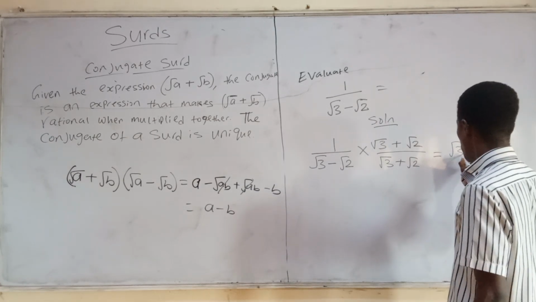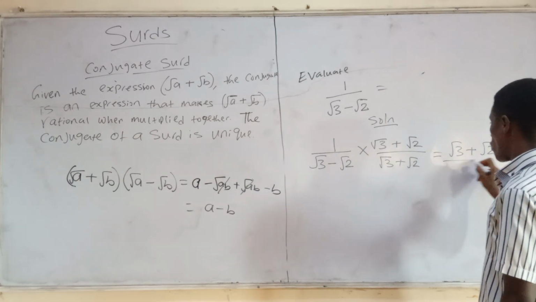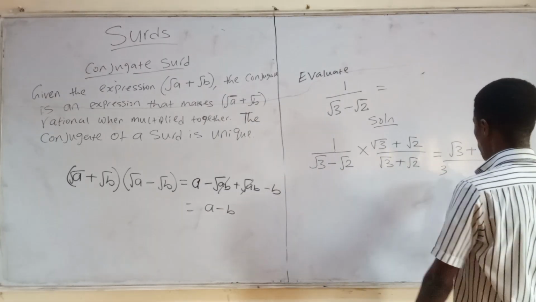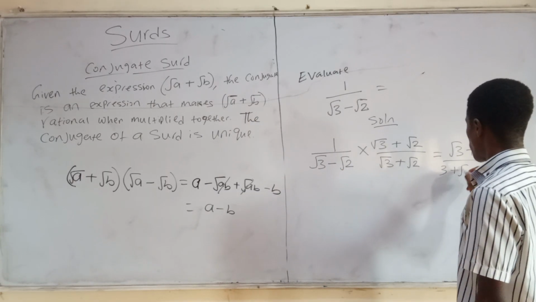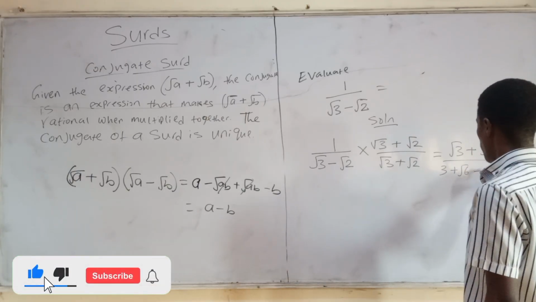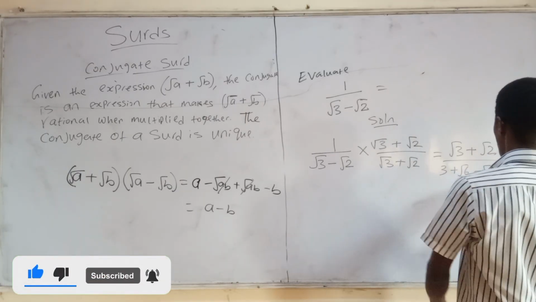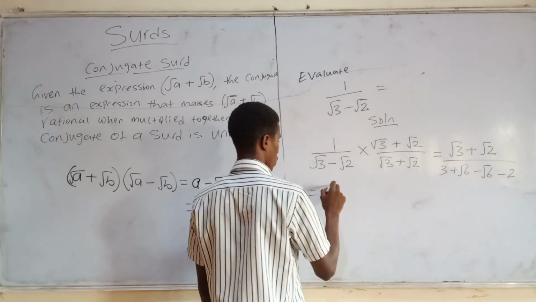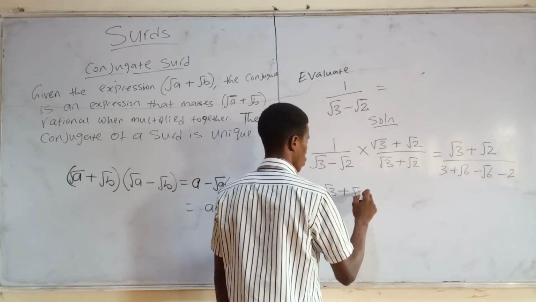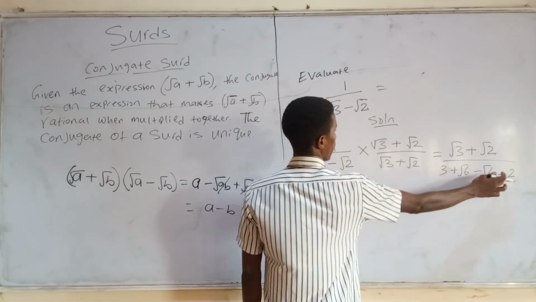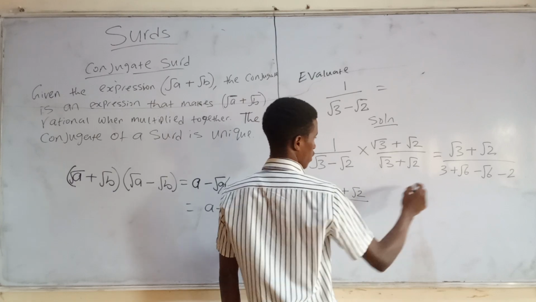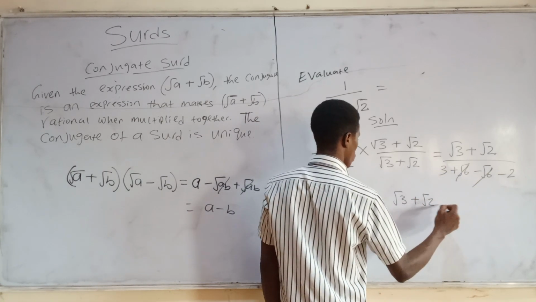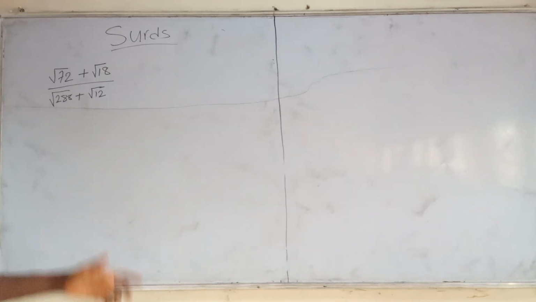1 multiplied by surd 3 plus surd 2 over, this is where the work is now. This times this will give us what? This times this will give us what? Plus root 6. This times this will give us what? Minus root 6. This times this will give us what? Minus 2. So from this we now have root 3 plus root 2 over 1. This will take away this, so we're having root 3 plus root 2. So just try this out, simplify this.